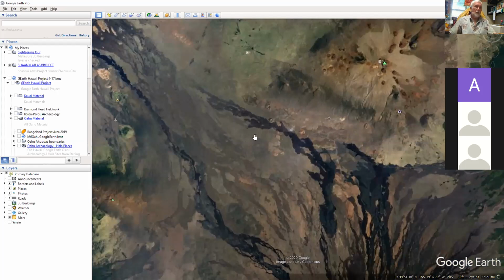So the ranches are pretty much this slightly green section, if you would, of the Big Island.